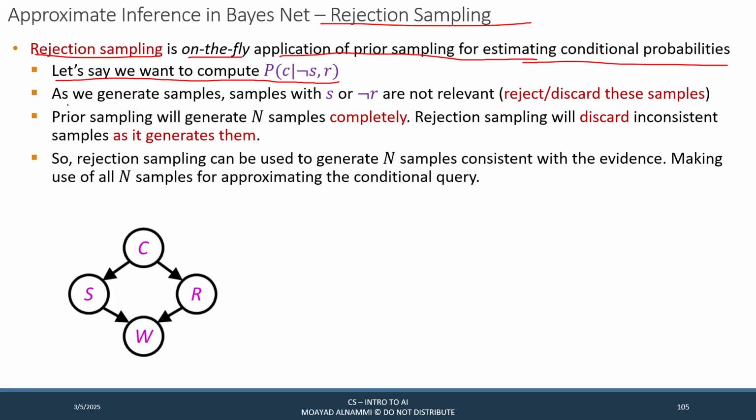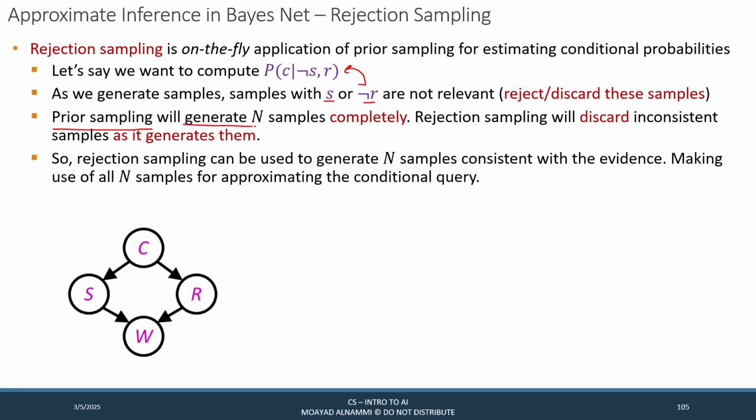The idea with rejection sampling versus prior sampling is that as we generate samples, samples with S or not R are not relevant. These are rejected or discarded on the fly because we're trying to generate samples that are consistent with this evidence. So if we generate S or not R, these samples are not consistent with the evidence. We directly stop generation and we move on to the next sample.